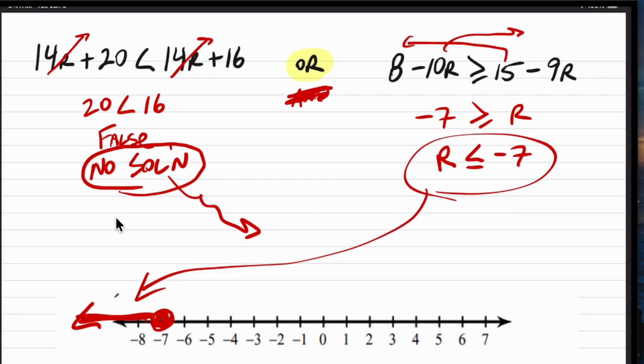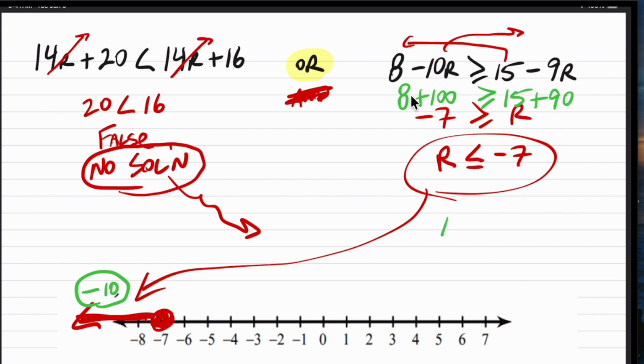Folks, before we move on from this problem, let's pick a point in our proposed solution area and see if it is correct. So let's pick -10, that's within our shaded area. If we plug in -10 over here, it is not even going to be plug-inable because immediately we're going to lose the variable. However, if we plug in -10 over here, we're going to have 8 plus 100 greater than or equal to 15 plus 90.